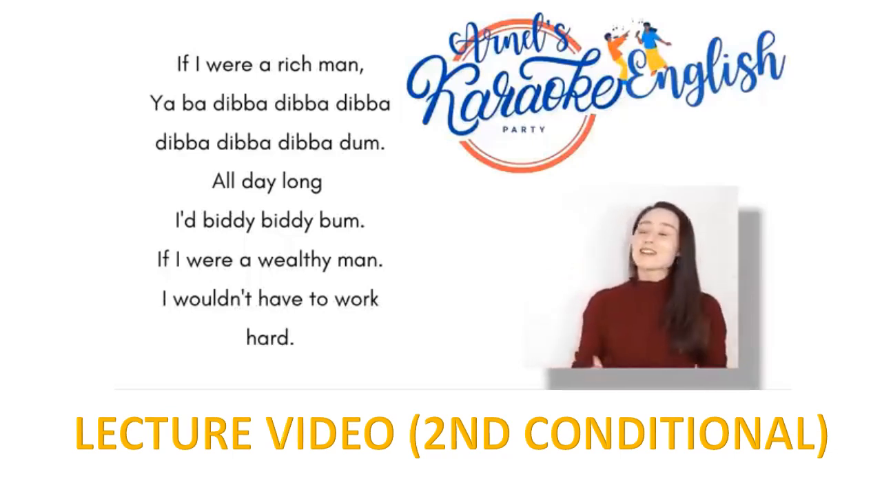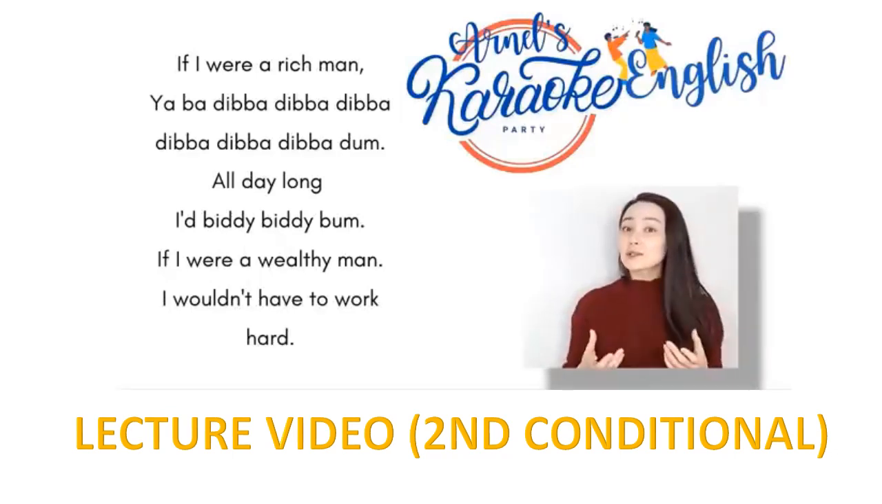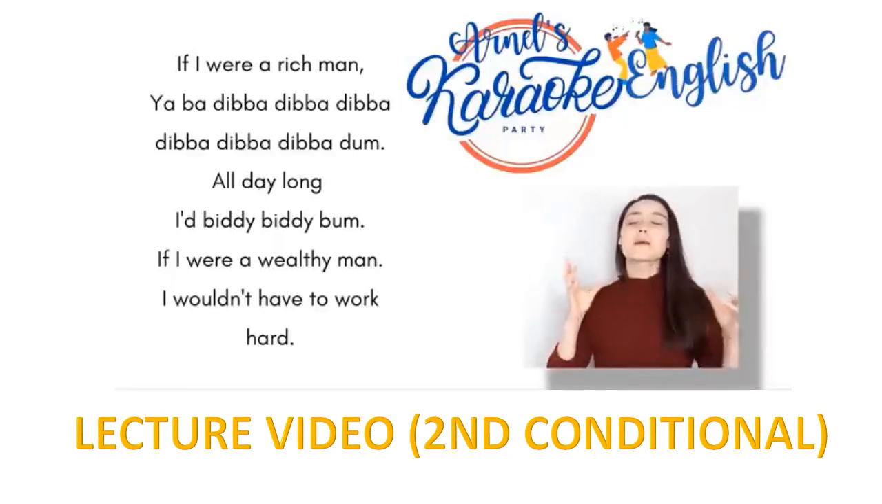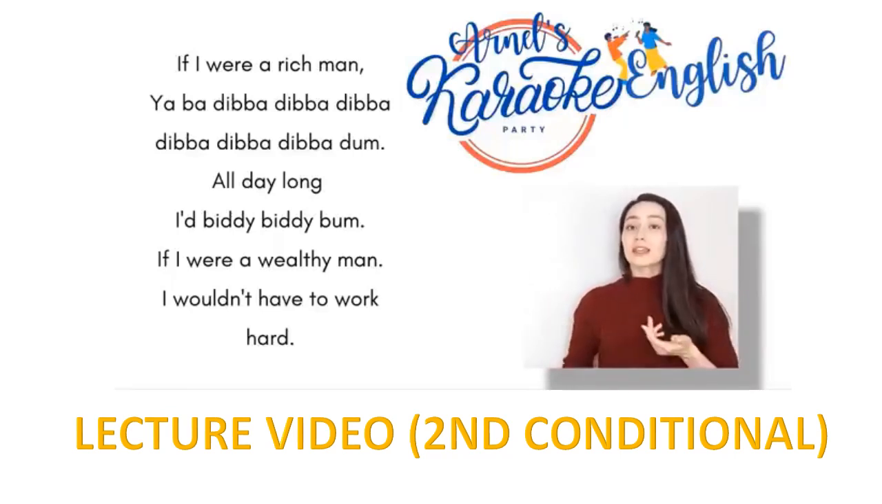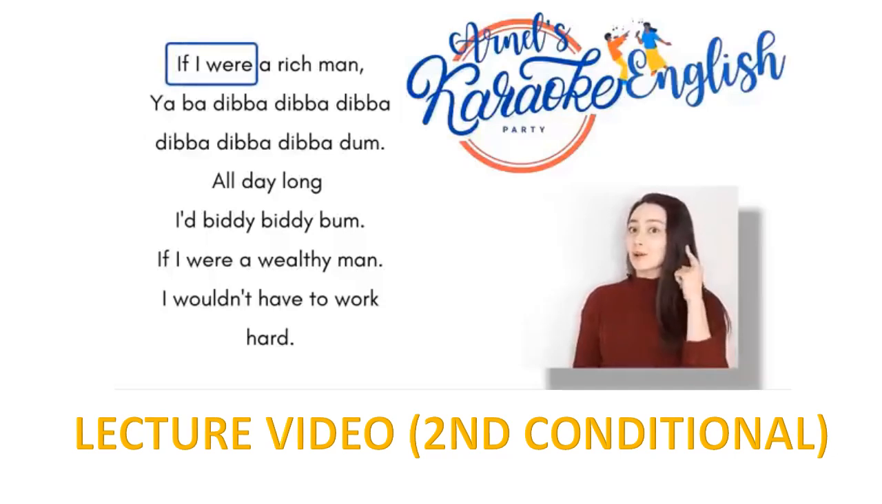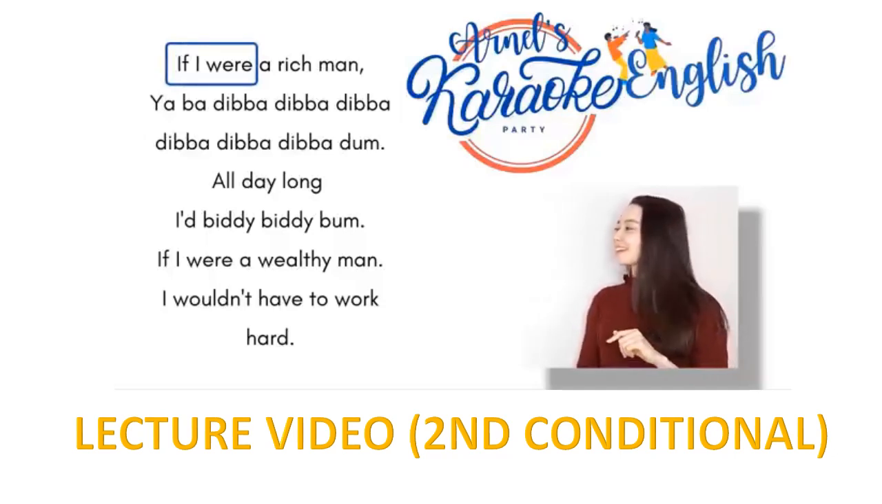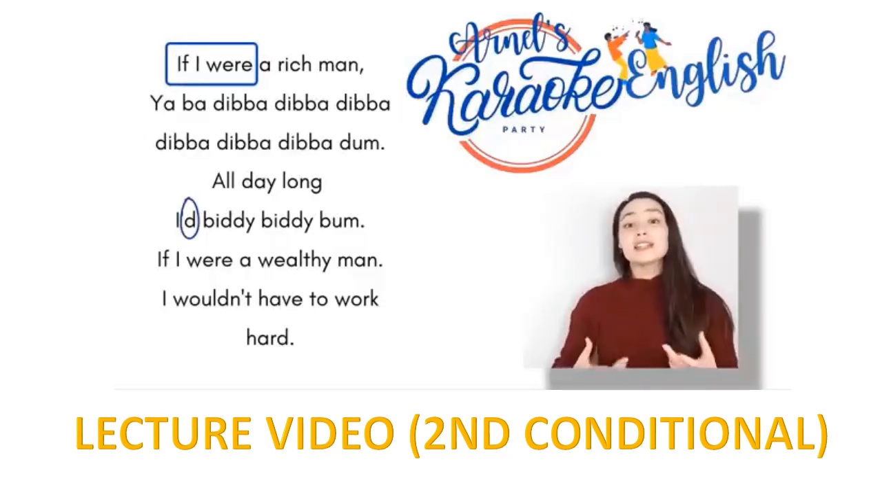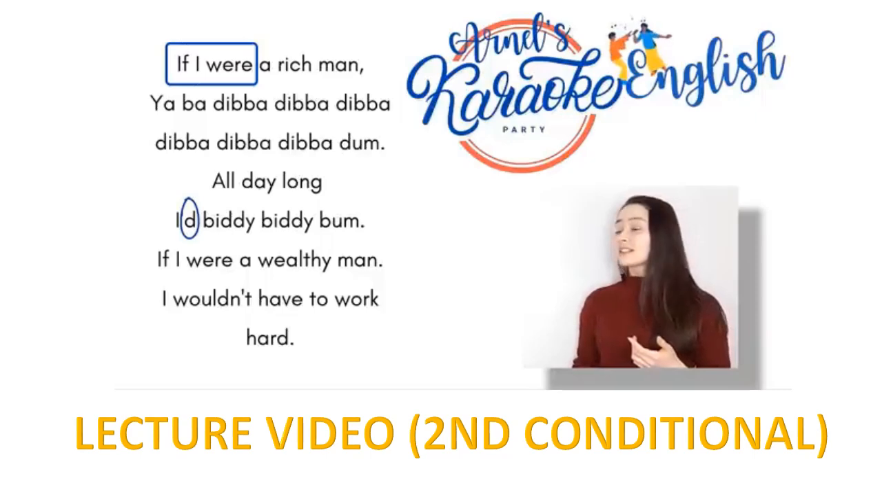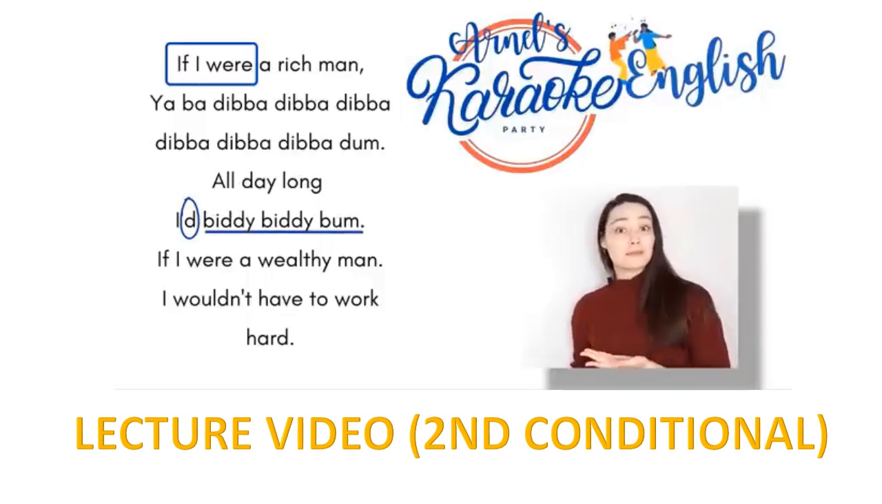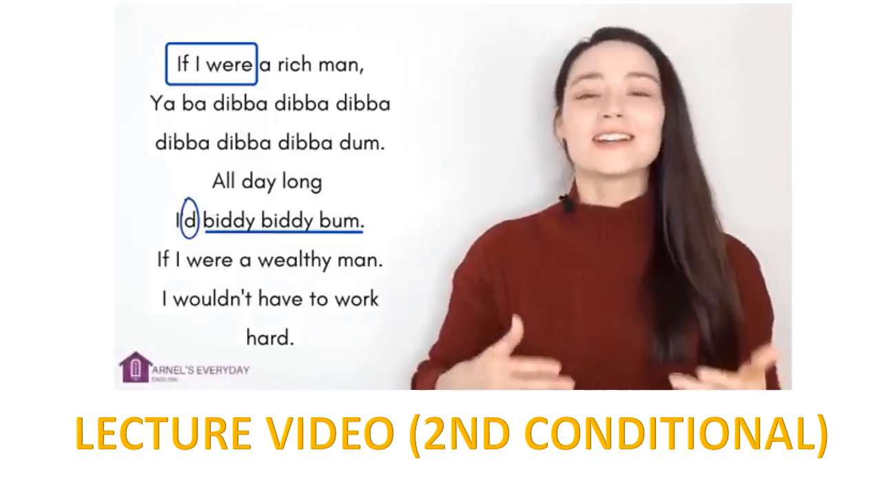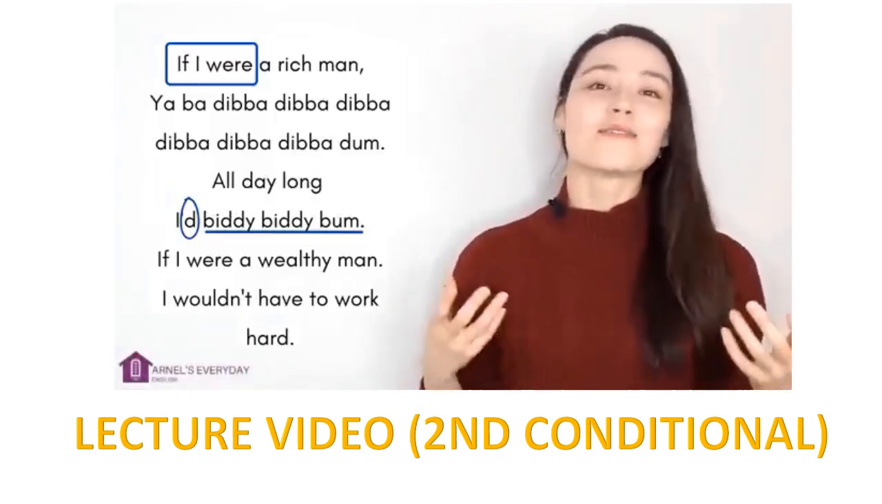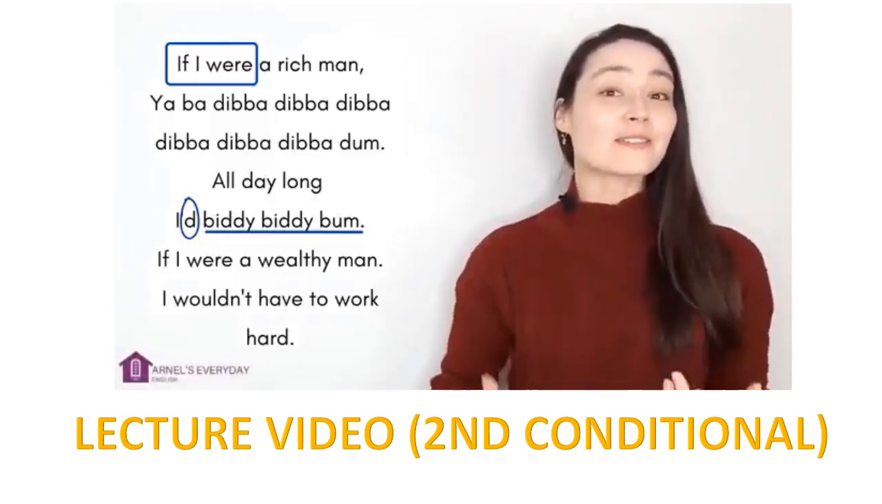Okay, so here we have it. In the musical, a poor man is dreaming about being rich, so he's using the second conditional. If plus past simple, notice that were. Would plus infinitive. Biddy biddy bum. Okay, obviously, biddy biddy bum is not a verb, but you can really see that grammar.